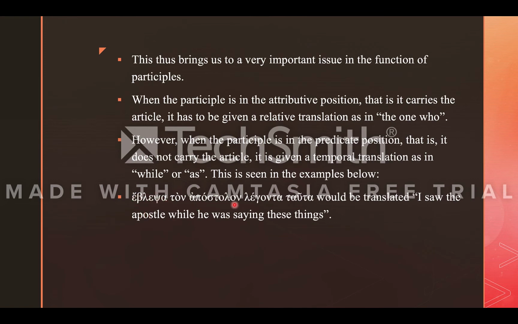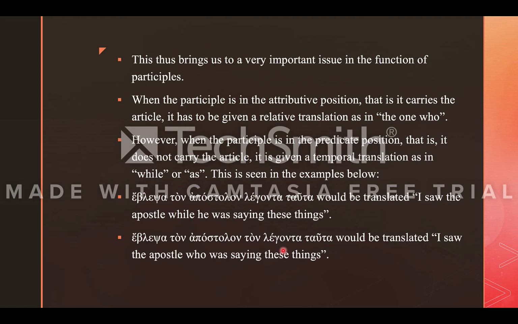Eblepsa ton apostolon legonta tauta. Eblepsa ton apostolon. If you look at this sentence very well, you discover that it is apostolon that carries the definite article and not your participle legonta. So our translation would be, I saw the apostle, eblepsa ton apostolon, while he was saying these things. Or, I saw the apostle as he was saying these things.